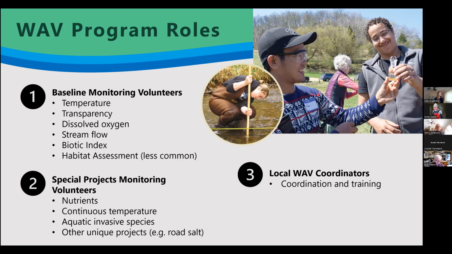These volunteers collect nutrient samples at strategic sites throughout the state, and those nutrient samples are tested by the State Lab of Hygiene, or in some cases another local lab, for phosphorus and nitrates. We also have continuous temperature monitoring, which some volunteers do, again, at particular sites each year. And that entails deploying thermistors or temperature sensors in the stream and checking on them throughout the year and removing them at the end of the year. That data is then downloaded by DNR staff or by Emily and entered into SWIMS.